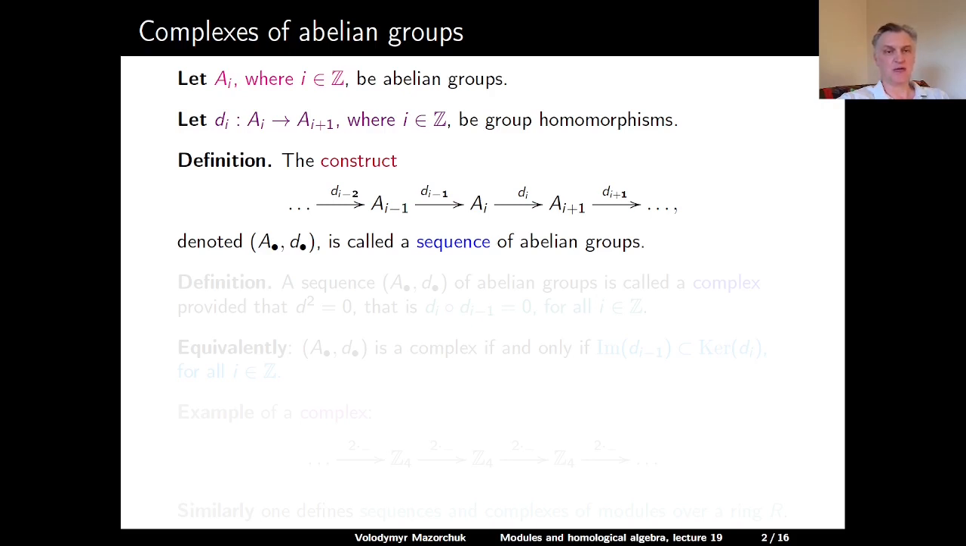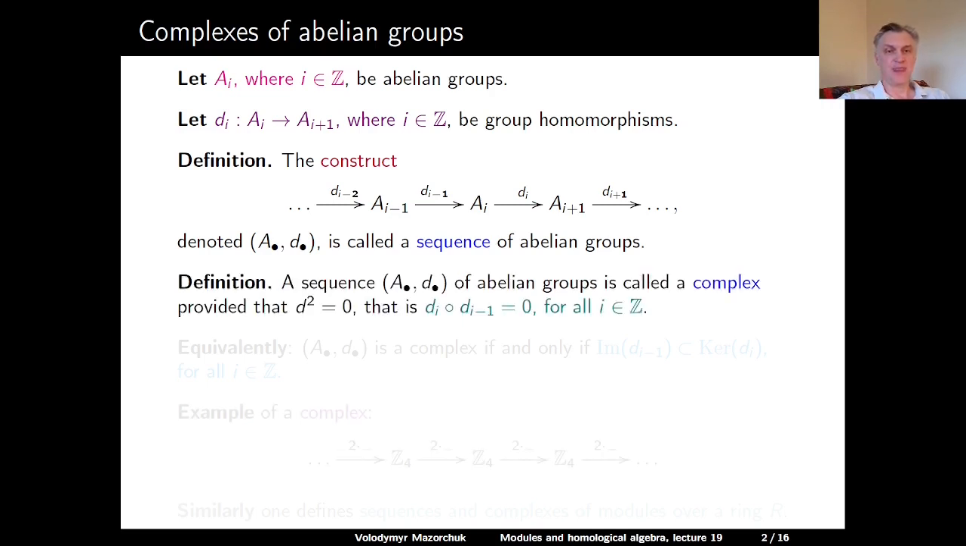So this is a sequence of abelian groups, and here we denote the sequence by the pair A_•, d_•, and we usually say that d is a differential. So this is why it's usually denoted by the letter d or some versions of this letter.